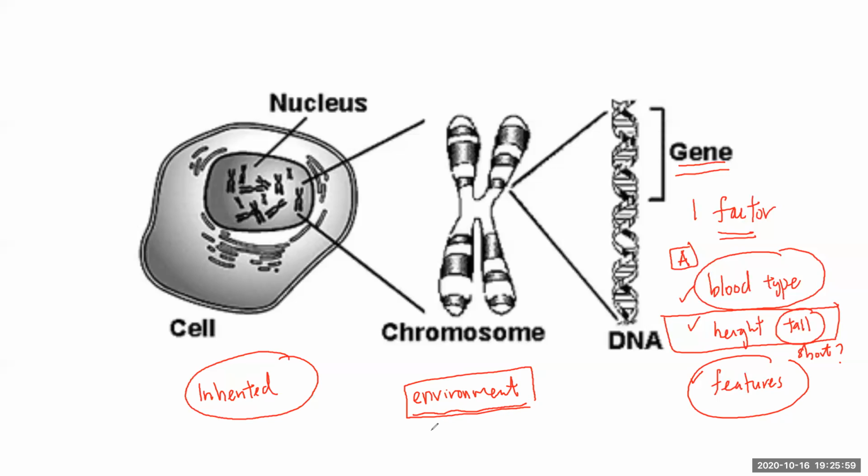Okay, so remember, our genes are in the chromosomes, the chromosomes are in the nucleus, and the nucleus is the organelle in our cell that keeps all the genetic information.